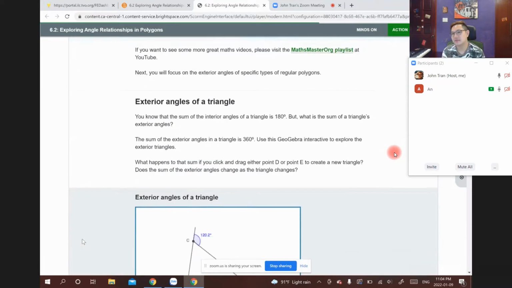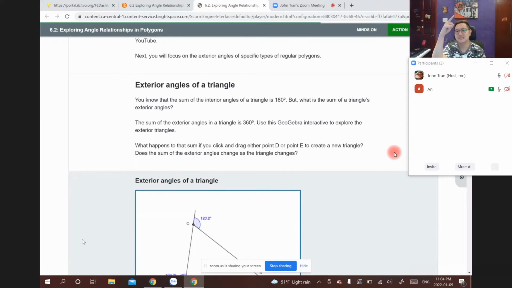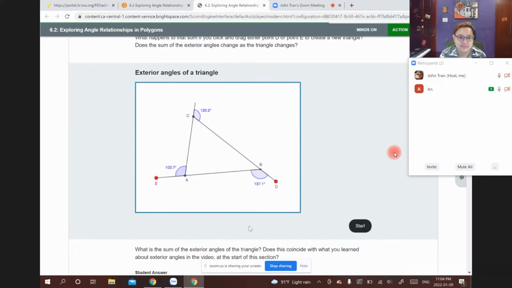So we know what exterior angles are. You have to extend that side. You have to extend all the sides, and then you will see the angles. Okay, can you read it, please? You know that the sum of the interior angles of a triangle is 180 degrees. But what is the sum of a triangle's exterior angles? The sum of exterior angles in a triangle is 360 degrees. Use GeoGebra. GeoGebra Interactive.